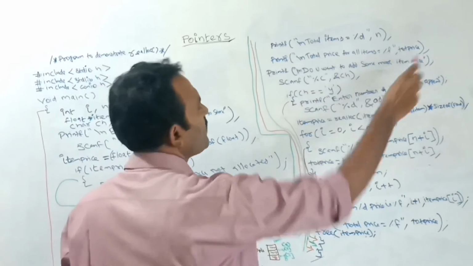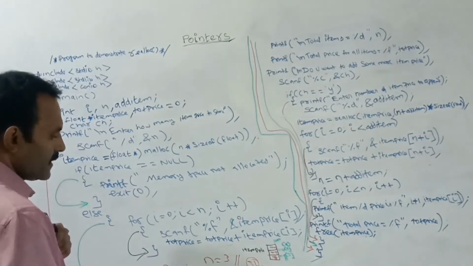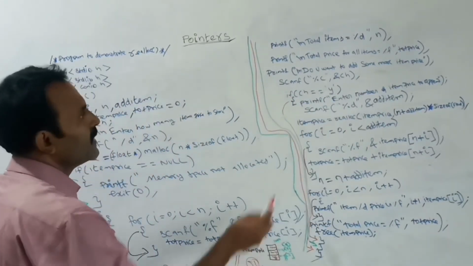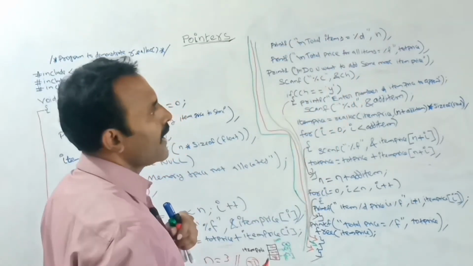Next, the total price for all items. After summing all the item prices, that is the net price, it will display. What is the net price? 51. After that, the message I am asking is, do you want to add some more item prices?